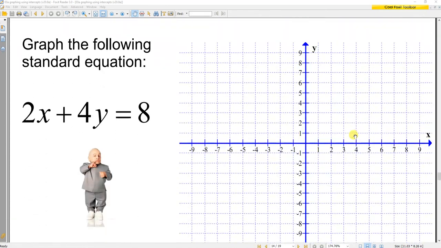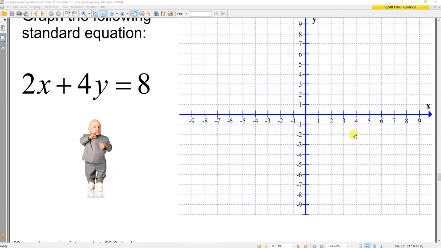Okay, let's do this one. There's a picture of mini-me because these are like mini equations. So I break it into two equations. I break it into 2x equals 8 and 4y equals 8. So x equals 4, y equals 2, and I draw the line between the 2 points.